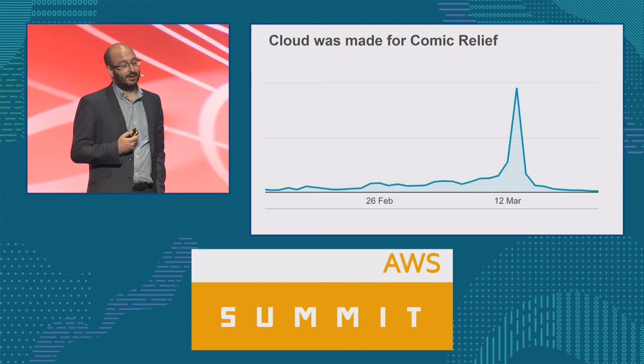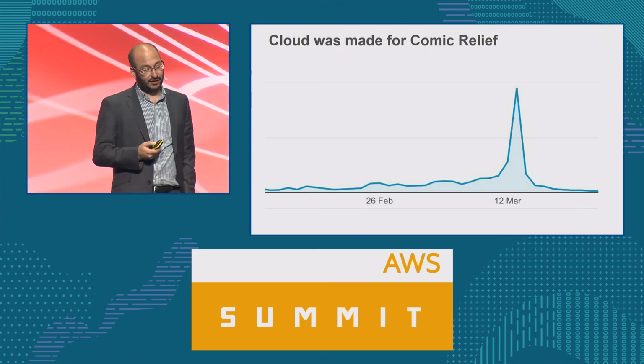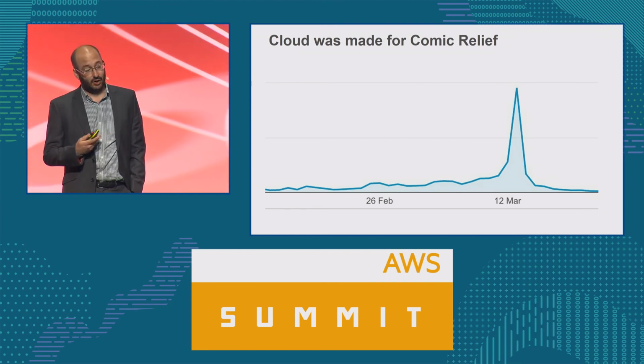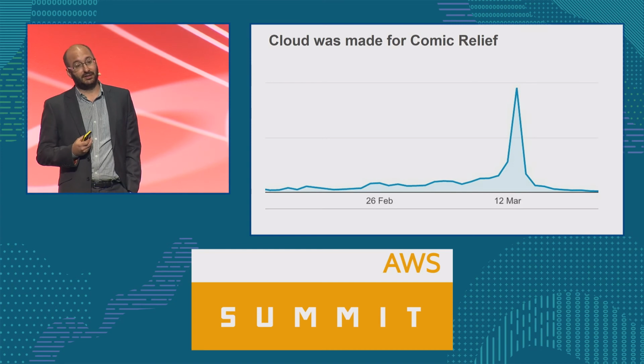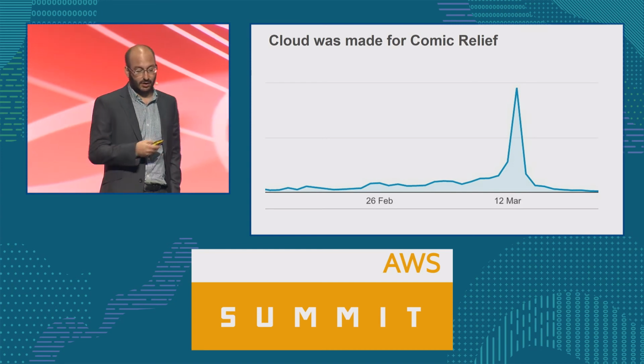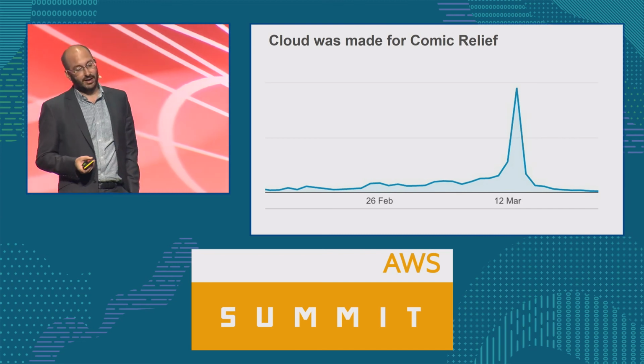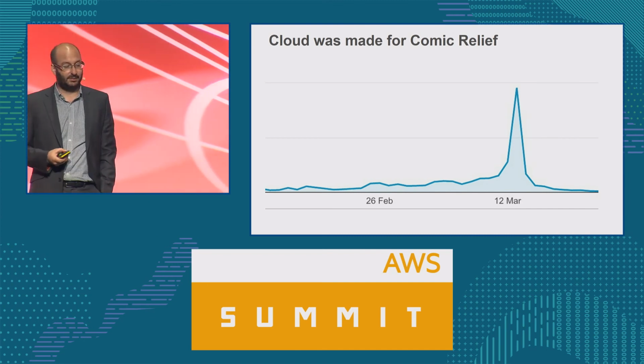Essentially, cloud was made for Comic Relief. That's our traffic profile during our campaign. We run 6 to 8 week campaigns, all peaking with one night of television on BBC One. A lot of things go on during those 8 weeks. We have other programming, we have other challenges going on, but fundamentally that one night happens.